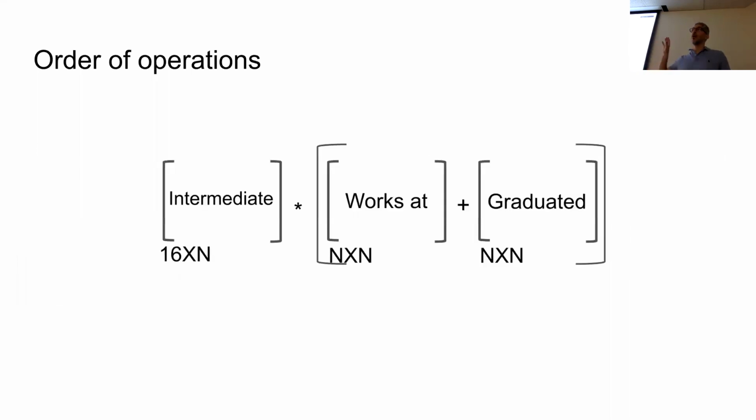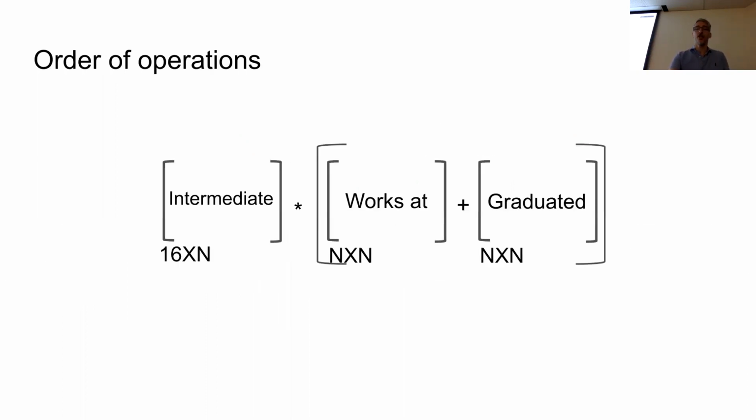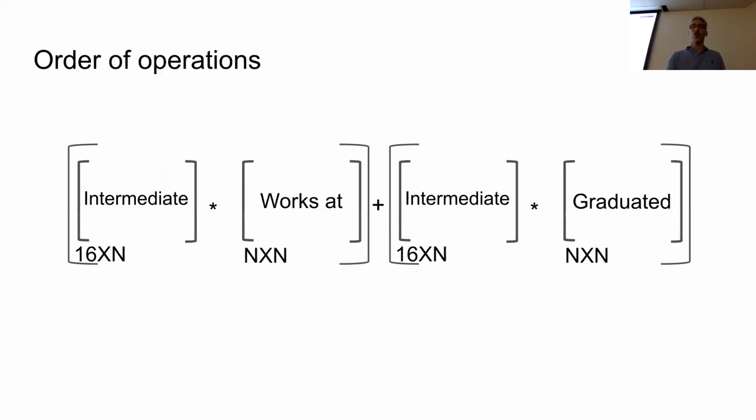All right, so we have this 16 by n intermediate matrix. Now we need to multiply it by the addition of worksAt and graduated. This is because the edge that we're traversing from user to T, the user can specify that they want to take into consideration both relationship types. And we're not adding those matrices together, because once again, this is an n by n operation, which is costly. What we do is multiply that 16 by n times n by n, and then add that to the second multiplication, keeping the dimensionality to a minimum, and that really speeds things up.